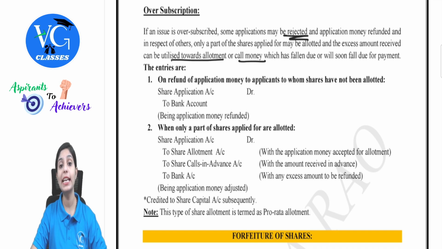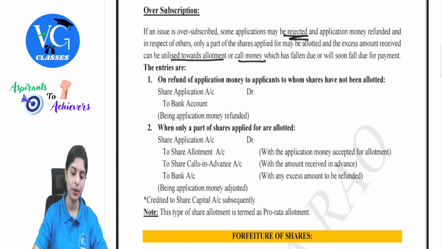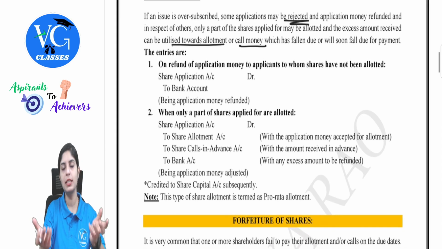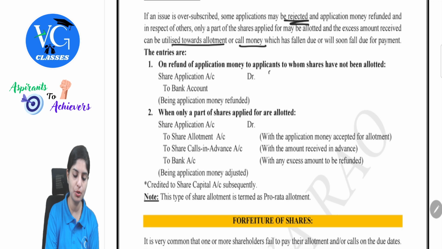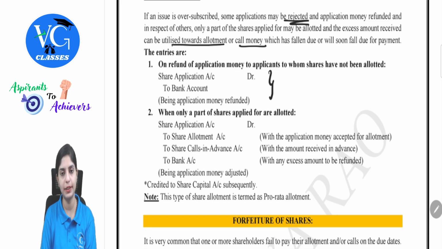Sorry, proportionately allotting. This concept is called pro rata allotment, wherein the company makes the allotment on a proportionate basis. What does it mean? First, we'll understand the entry for rejection. On refund of application money to those to whom the shares have not been allotted since there is a situation of oversubscription, as a company can allot only for the number of shares issued, anything extra received with respect to application money will be given back. So what will the entry be for that? Share application account debit to bank account. This is for the money refund.